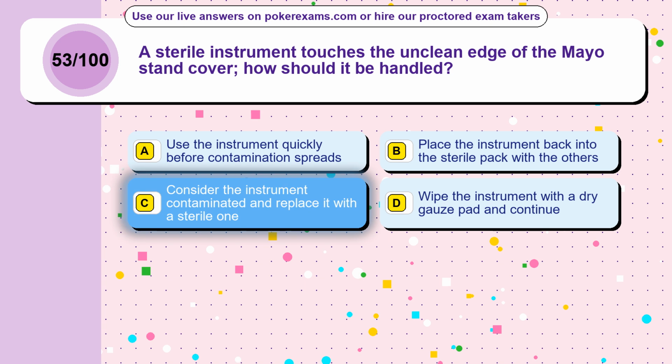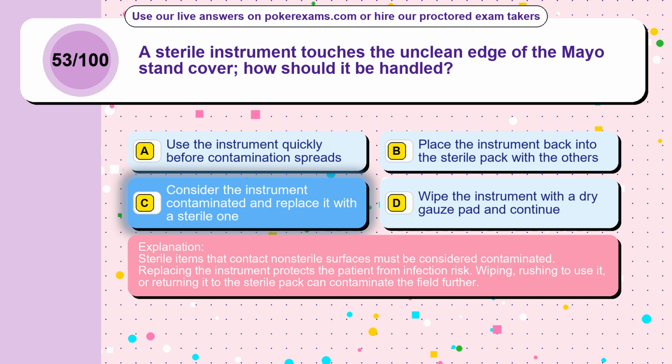The correct answer is option C. Consider the instrument contaminated and replace it with a sterile one. Sterile items that contact non-sterile surfaces must be considered contaminated. Replacing the instrument protects the patient from infection risk. Wiping, rushing to use it, or returning it to the sterile pack can contaminate the field further.